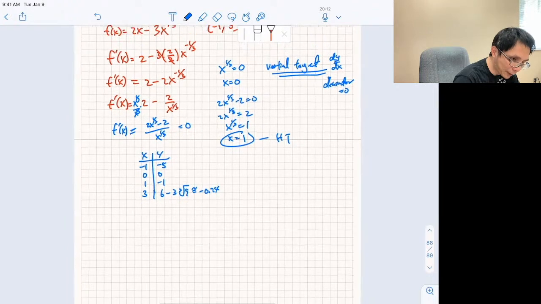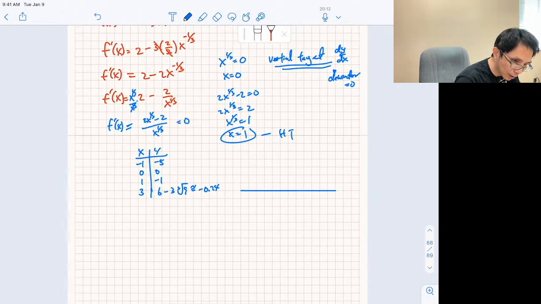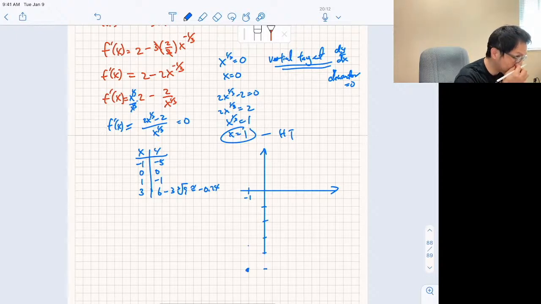So if I were to graph this at -1, I'm going to get -5. It's going to be a -5, right? And at here, it's going to go to here. At 1, it's going to be -1. And here, about 0.24, so it's right here. So the graph actually ends up being like this. It's a cusp. And here, this is the absolute min.